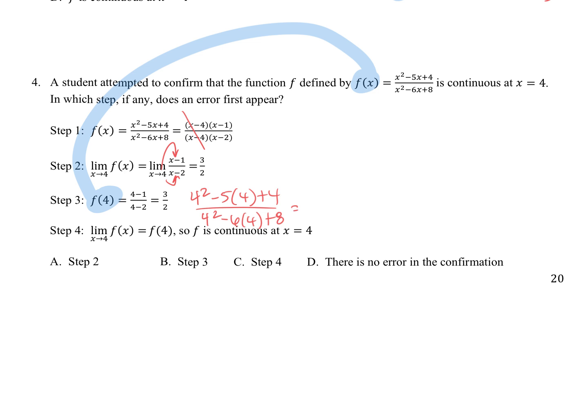So you messed up at step 3. Well, did we? What's the answer going to be? Because could it still be 3 halves? Let's see. What's 16 minus 20? Negative 4 plus 4 is 0. Exactly. He's saying, oh, wait. I would have gotten 0 on the top. 16 minus 24 is negative 8 plus 8. I would have gotten 0 over 0 and not 3 halves. So you got lucky, Coop. But it is step 3.